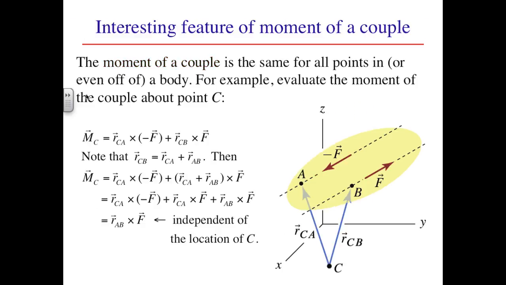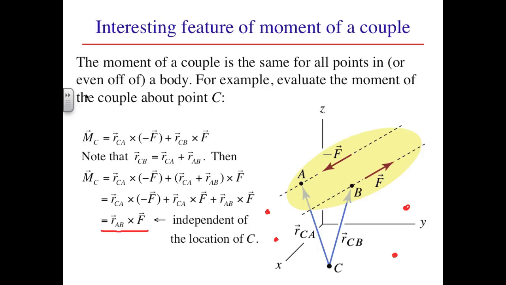A force couple applied to a body has an important characteristic. It has the same influence on every part of the body. To see this, we calculate the net moment about an arbitrary point C on a body. Making use of the relationship between the relative position vectors, we see that the end result contains no information about the location of C. We could repeat this exercise for any number of points on or off the body and get the same result.